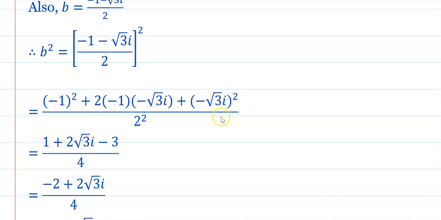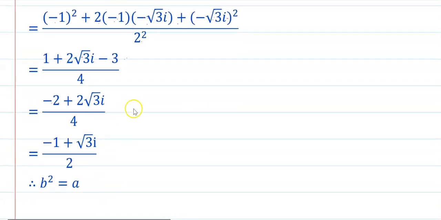Minus root 3i bracket square means what? Here 3 i square. i square is minus 1. And overall it is minus 3. Minus root 3 square means what? 3. But i square is minus 1. And overall you are getting minus 3. 1 minus 3. म्हणजे काय मिळेल तुम्हाला? तर minus 2. Minus 2 plus 2 root 3i upon 2.